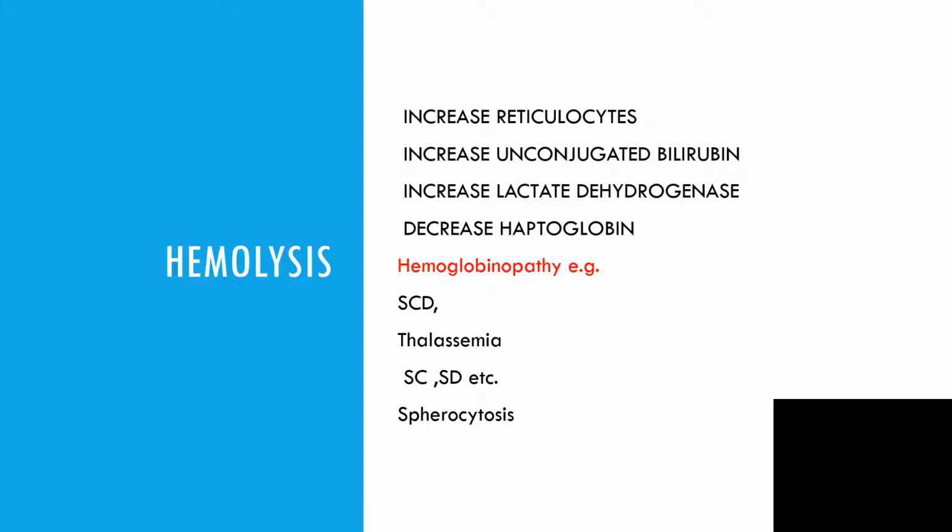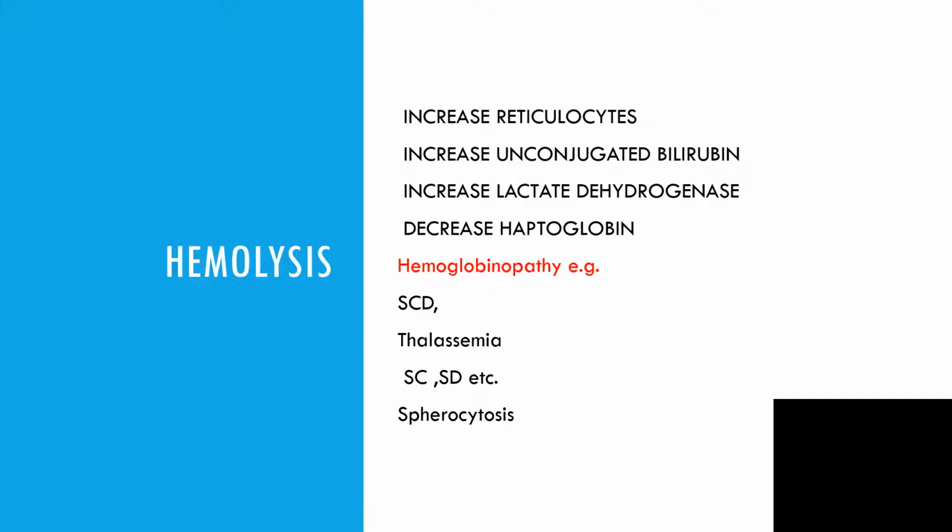How about the level of unconjugated bilirubin? Is it rising? Yes, it's pointing to that. How about the level of lactate dehydrogenase? Is it increasing? Yes, it's pointing to that. And when we check the haptoglobin, we expect it to drop. We expect the level to decrease. And when we have that, then we begin to suspect what could be happening.